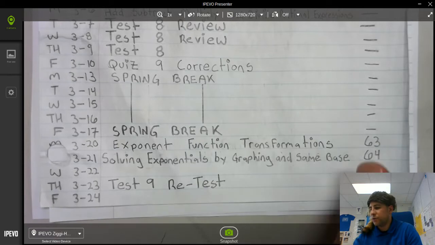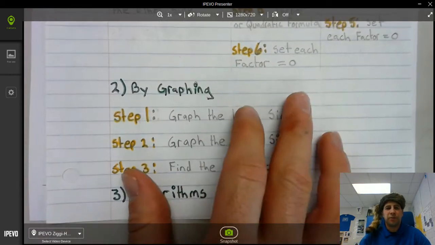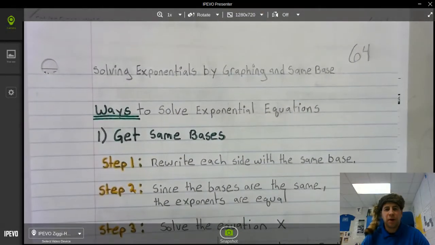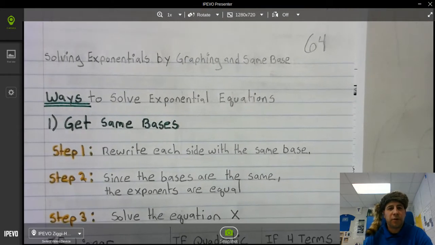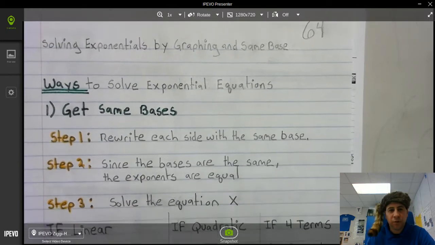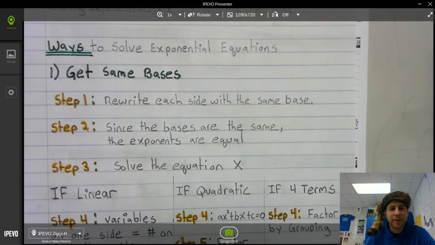All right, now your table of contents is updated. Let's take a look at our notes. All right, so we're looking at solving exponentials by graphing and same base. Okay, so there's three ways to solve exponentials, okay? So the first way is to get same bases, okay?